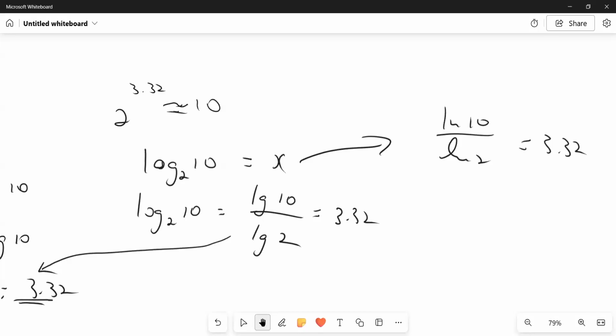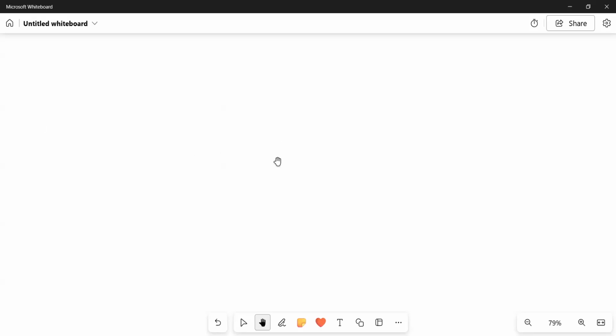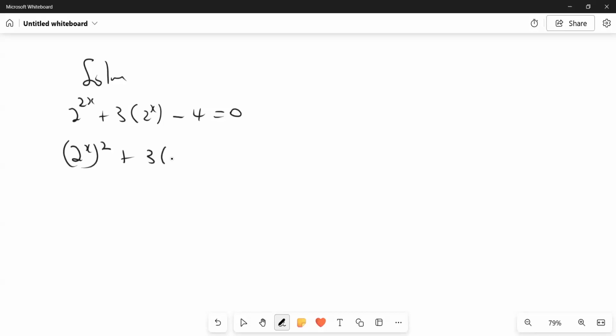Let's do a harder example. Look at this one. Let's say you have to solve this equation. Solve 2 to the 2x plus 3 bracket 2 to the x minus 4 equals 0. Right? So you can watch this and see that this is 2 to the x squared plus 3 times 2 to the x minus 4 equals 0.